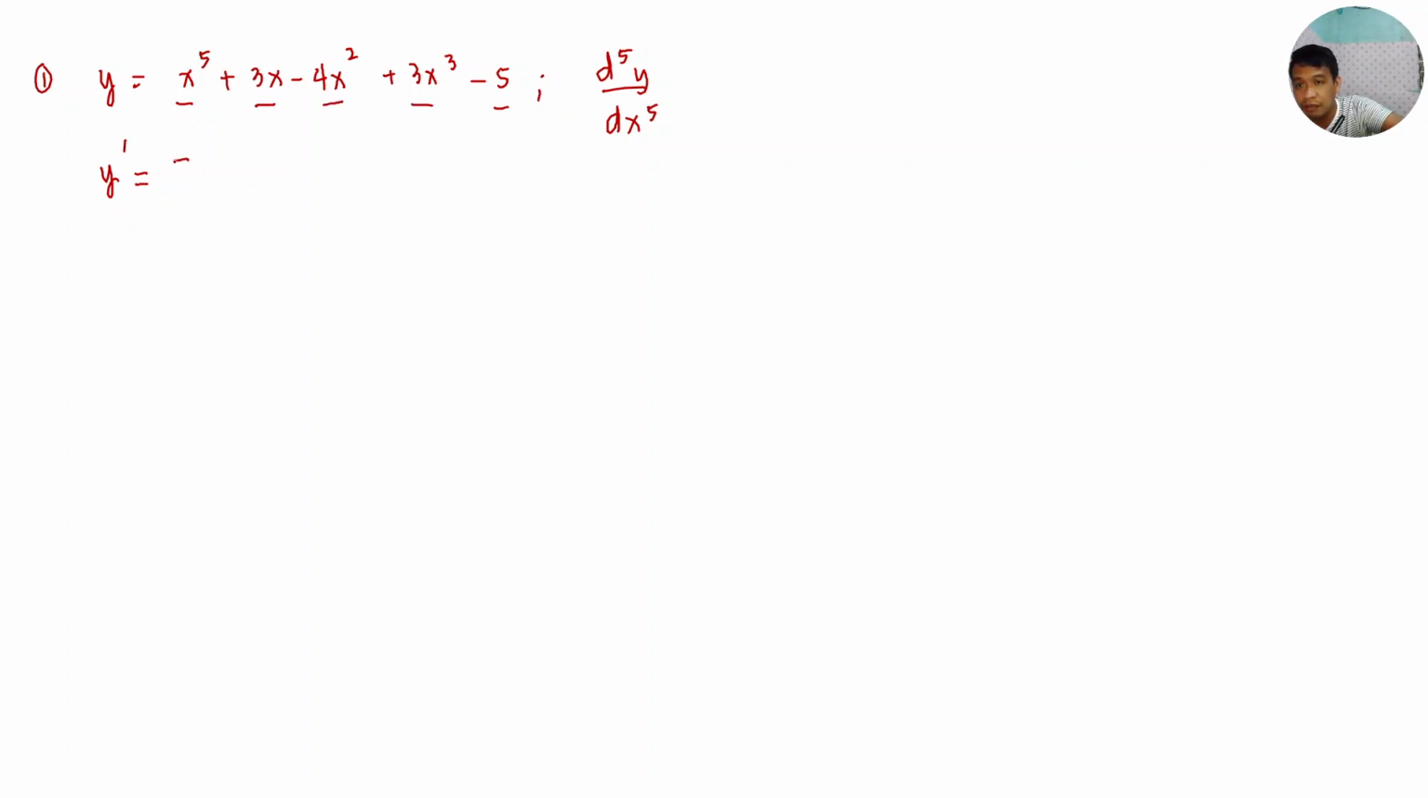So, this is 5x to the fourth. So, yung exponent natin pupunta sa harap, then subtract 1 from 5. That's plus 3 minus 8x. Multiply natin yung 2 sa 4, then subtract 1 from 2. Then this becomes plus 9x squared. Multiply 3 by 3, then subtract 1 from 3. Derivative of 5 is 0. That's our first derivative.